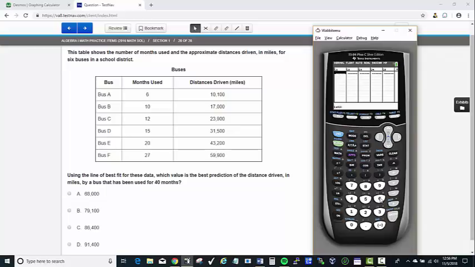So 6, enter. 10, enter. 12, enter. 15, enter. 20, enter. 27, enter. So, right arrow over.